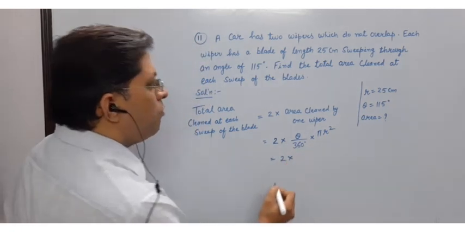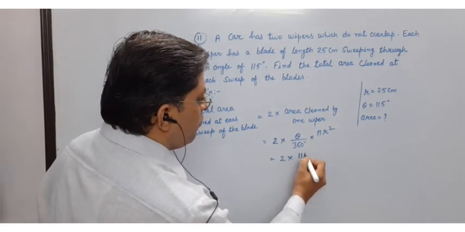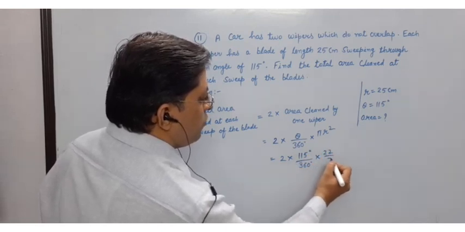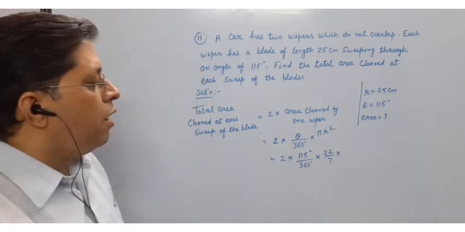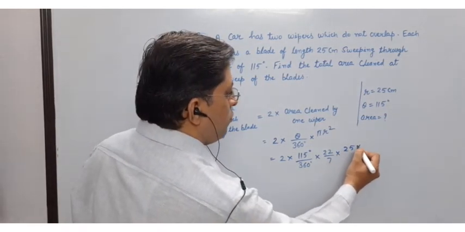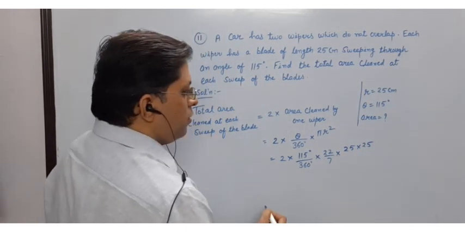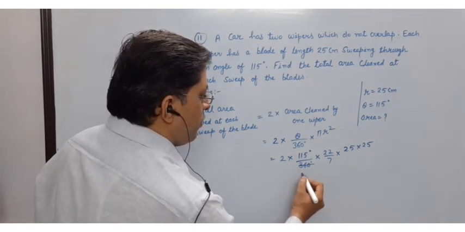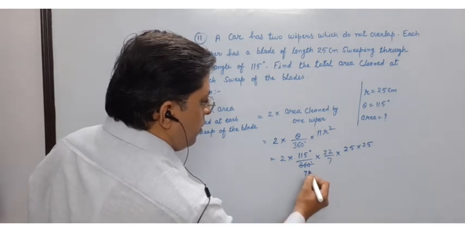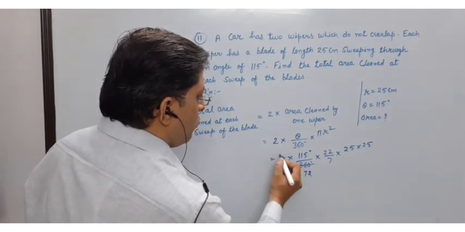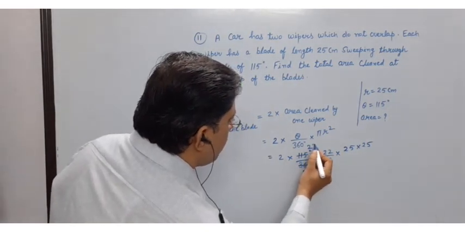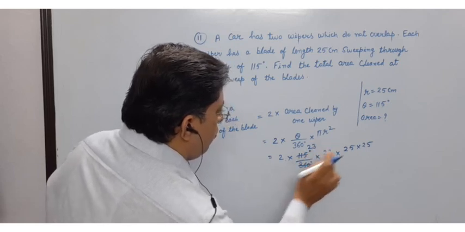Then 2 into, what is theta? Theta is your 115 degree, this is 360 degree, into pi is 22 upon 7. What is r? R is here 25 centimeter, it is given to you. This is 25 into 25. Then you can cut by 5. 5 1s are 5, 5 7s are 35, 5 2s are 10. Then 5 2s are 10, 5 3s are 15.